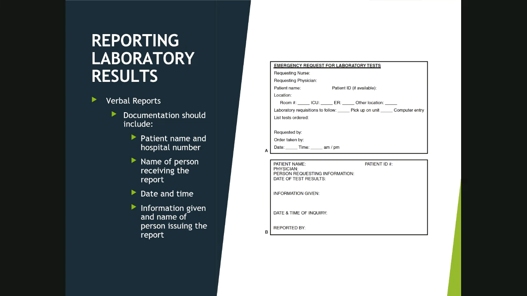Verbal reports documentation should include the patient's name and hospital number, name of the person receiving the report, date and time and information given, and name of the person issuing the report. Verbal reports provide us this documentation that we write down in case of critical test results as well. That way we have documentation that it was reported out.